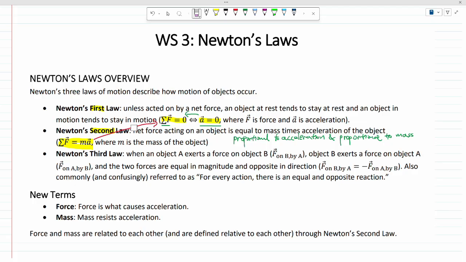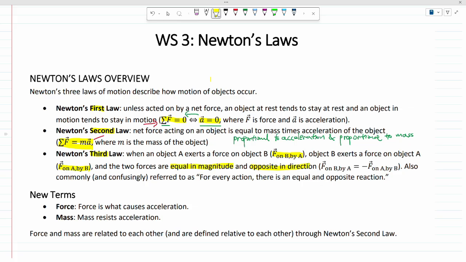For a theoretical reason, there's a slight distinction between actual implication, and the first law does come first. Finally, Newton's third law, and this is why I wanted you to see this overview. When an object A exerts a force on object B, call this F on B by A, object B exerts a force on object A, call it F on A by B. And these two forces are equal in magnitude and opposite in direction.